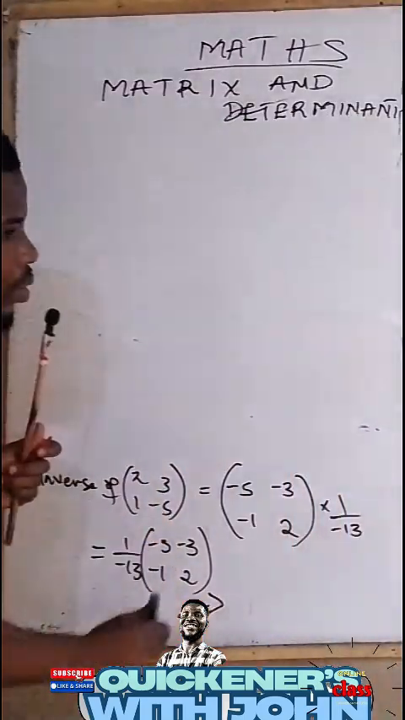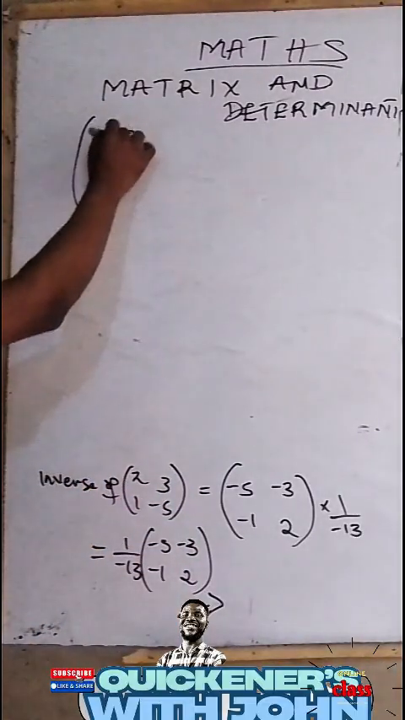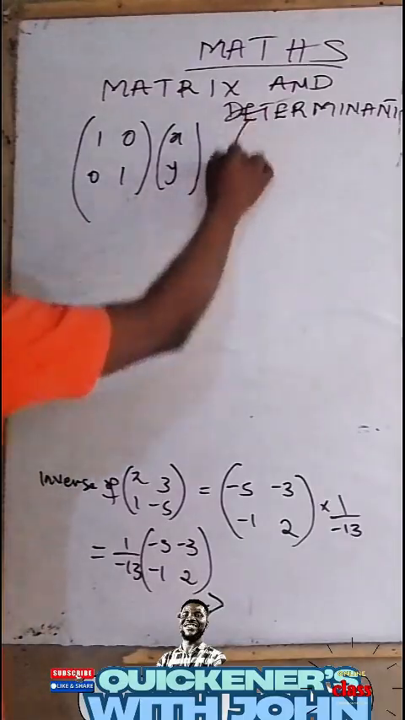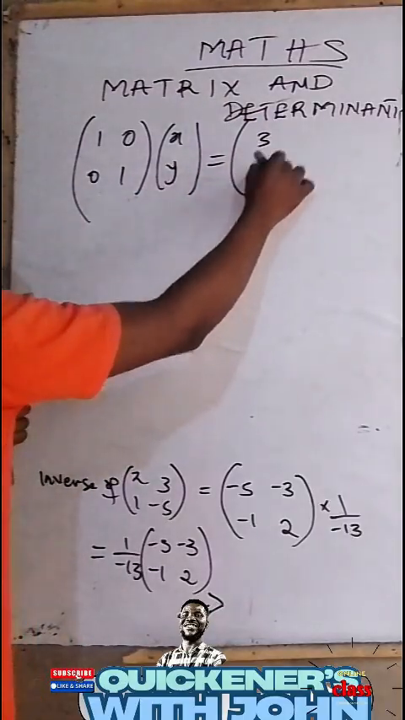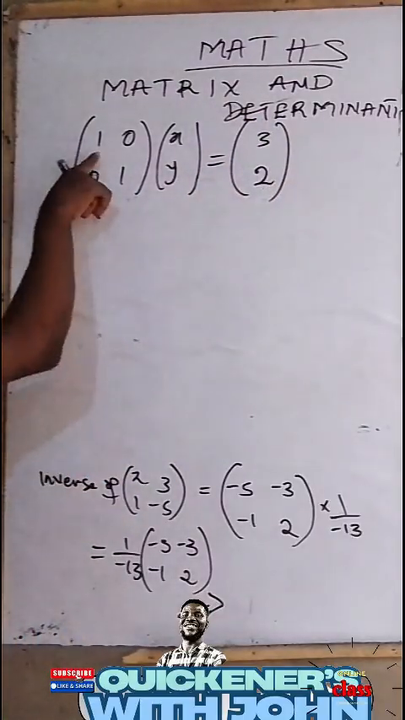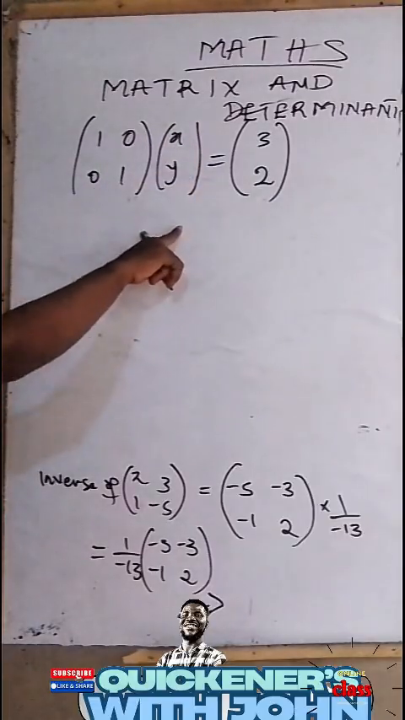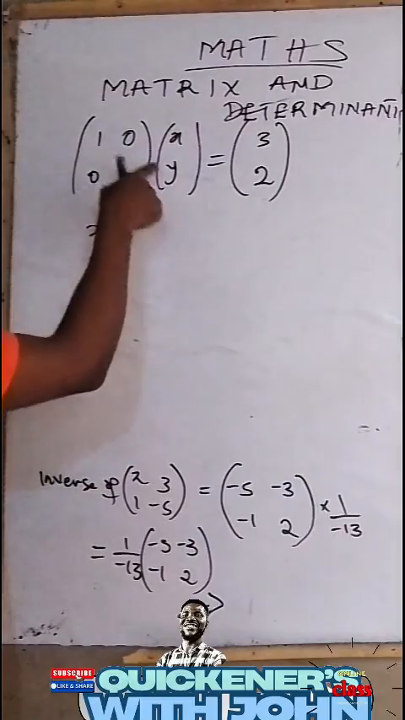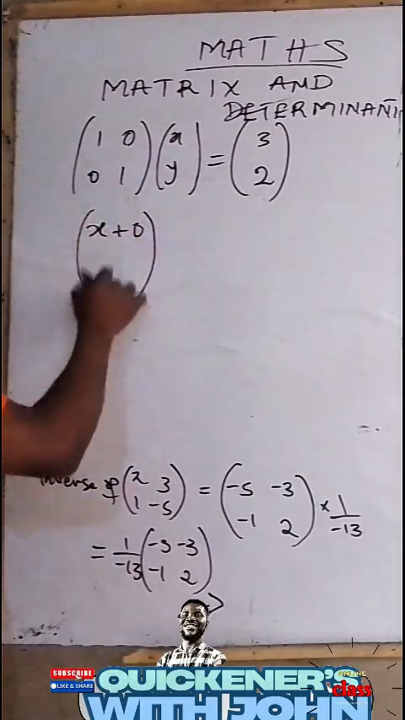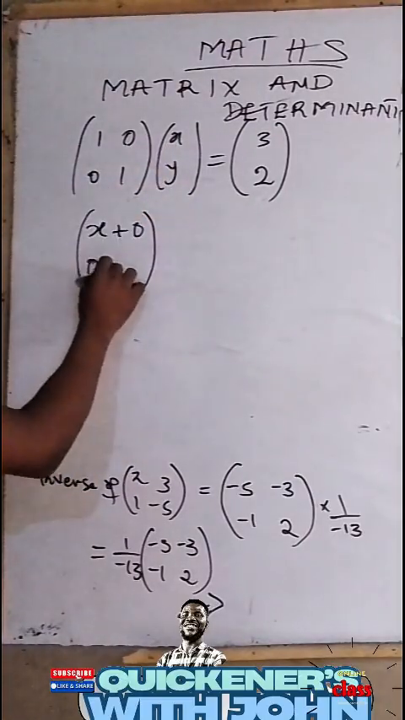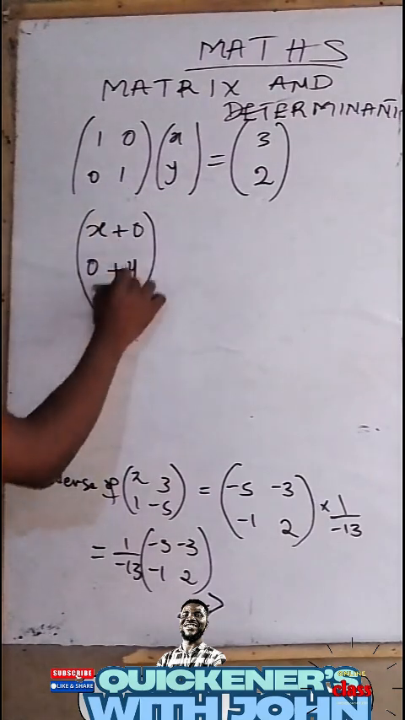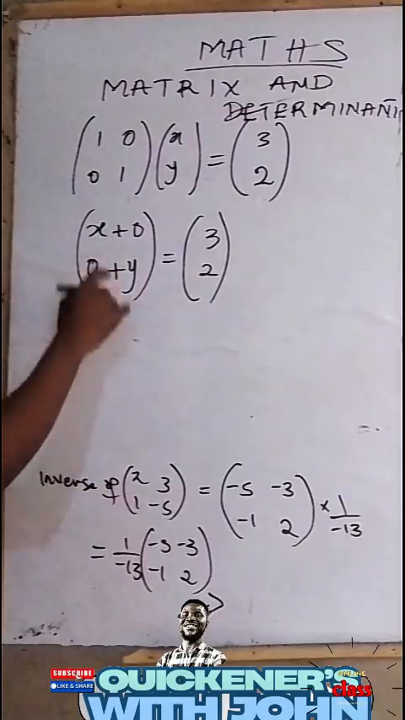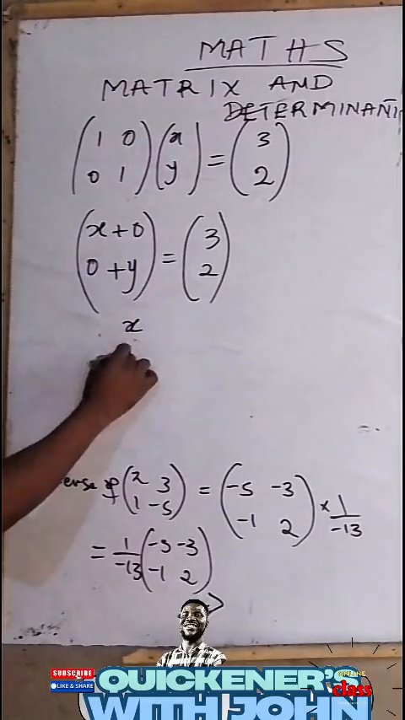So now, what we have is 1, 0, 0, 1, S, Y equal to what? 3, 2. So now, the same way, you use this to multiply this. Let's go. 1 times S, that is S, plus 0 times Y, 0. 0 times S, 0, plus 1 times Y, Y, equal to what? 3, 2. So S plus 0, 0 plus Y.